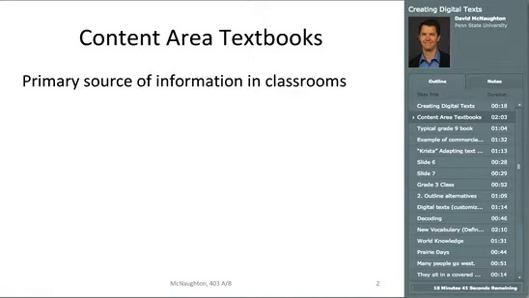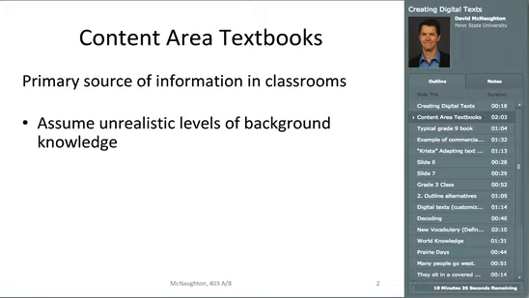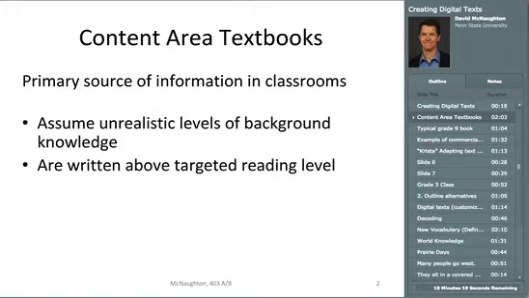One of the reasons for creating digital texts is because of dissatisfaction with content area textbooks as traditionally created. Content area textbooks are the primary source of information in classrooms. However, they frequently assume unrealistic levels of background knowledge, and are written above the targeted reading level of the students. So for example, although a science text may say it's written at a grade 6 level, careful analysis actually shows that it's written at a grade 7 or grade 8 level.